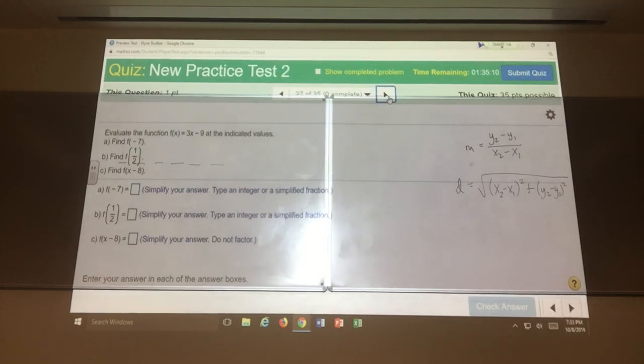Okay. What about this one? We just plug it in, right? What about this last one? We're good on this last one? Yep. Just notice what it says here. Simplify, do not factor, means when you plug it in, multiply it out, combine like terms, leave it alone. Don't do anything else. Okay?